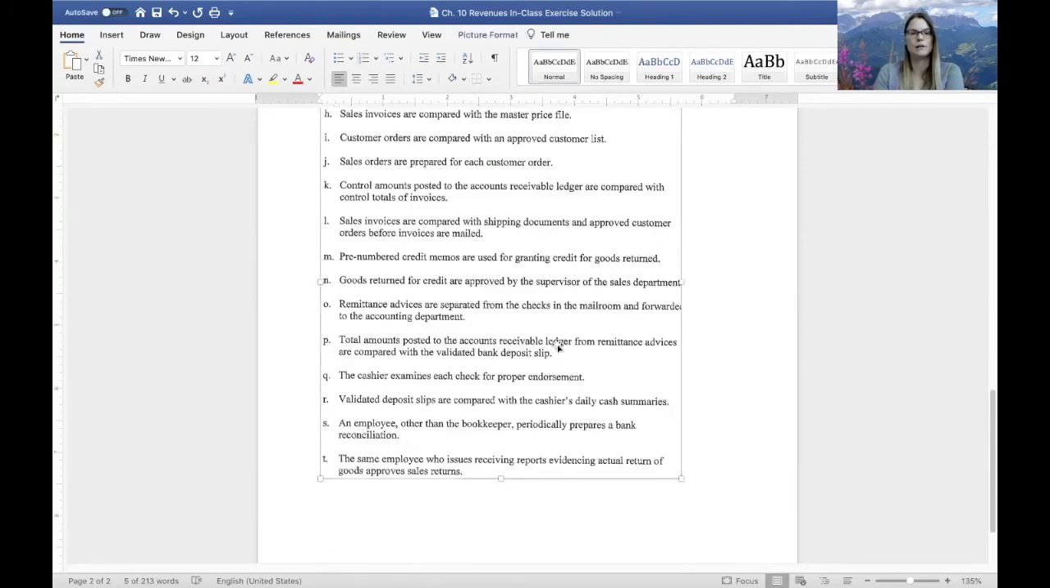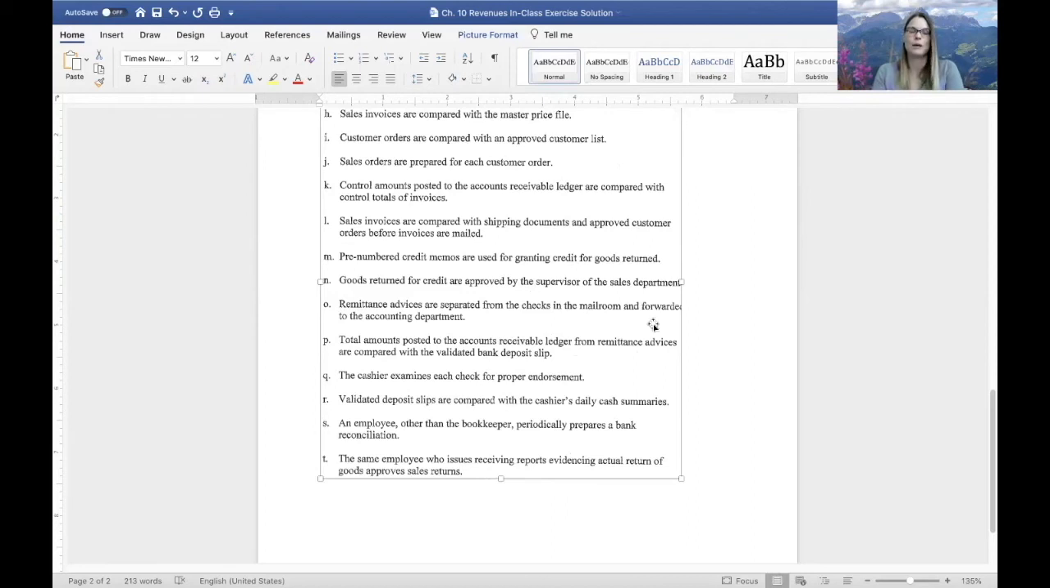Okay, total amounts posted to the AR ledger from remittance advices. Hopefully you remember what the remittance advice is. Right? It's that thing, I did that whole demonstration where I tore off the bottom of the invoice. And remember I talked about how once you receive those payments in from customers, the remittance advice and the checks are usually separated. And one goes to the recording department, and the other, because it's custody, is going to go off to the department where it's going to be deposited and sent off to the bank.